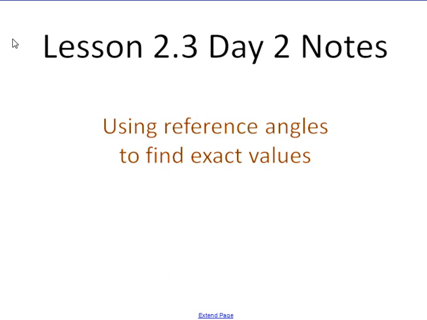Alright, so today we're starting day 2 of lesson 2.3. Sorry, I don't know where my mind is. We are going to be using reference angles to find exact values today.